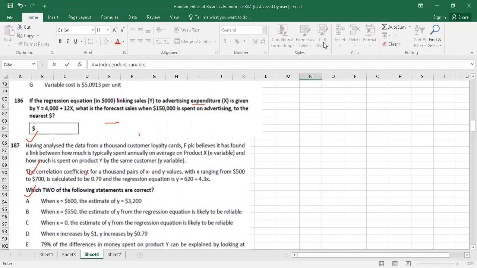Question number 186. If the regression equation in thousands of dollars relating sales Y to advertising expenditure X is given by Y is equal to 4,000 plus 12X, what is the forecast sales when 15,000 is spent on advertising? X is advertising, and if X is equal to 150,000, what is the value of the sales? Sales Y is equal to, find out. Just substitute 4,000 plus 12 into 150,000.